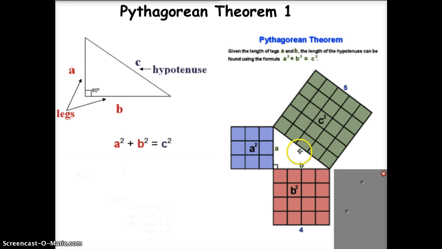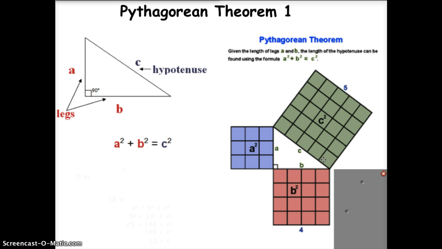Side c we can find by taking a squared, which is 9, plus b squared, which is 16, and adding those two together. 9 plus 16 is equal to 25. So side c, if I square that number, has to have an area of 25. Well, the square root of 25 is equal to 5, so therefore I know the length of c has to be 5.